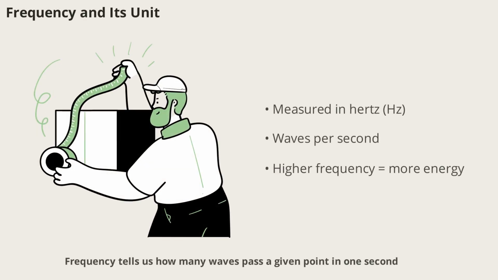Frequency tells us how many waves pass a given point in 1 second. It's measured in Hertz (Hz), where 1 Hertz equals 1 wave per second. Frequency is directly related to the energy of the wave. Higher frequency means more energy. In everyday life, we encounter frequency in music, pitch, radio stations, and even the colors of light. Understanding frequency helps us tune into the right signals and appreciate the diversity of waves around us.